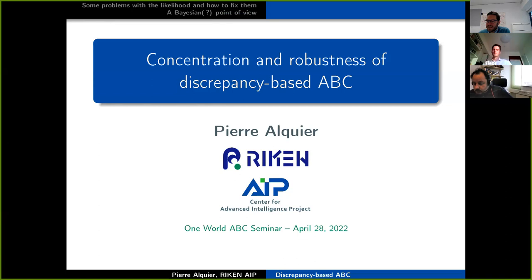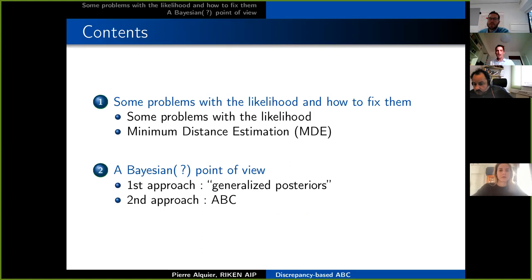So thanks a lot for the invitation. So indeed, I'm going to talk about discrepancy-based ABC, but there is a very important part on robustness actually in this talk. I will start with a kind of general introduction where I want to explain some ideas related to choices of distance in statistical estimation that might lead to robustness, and especially that will improve on some failures of maximum likelihood in some situations.